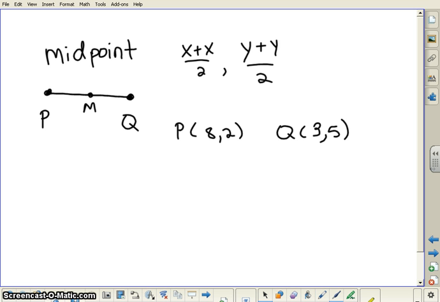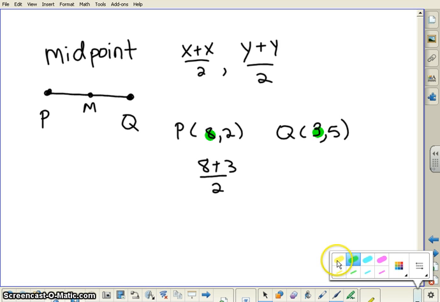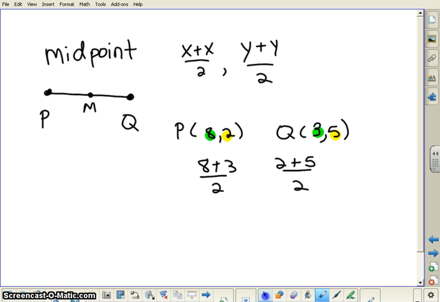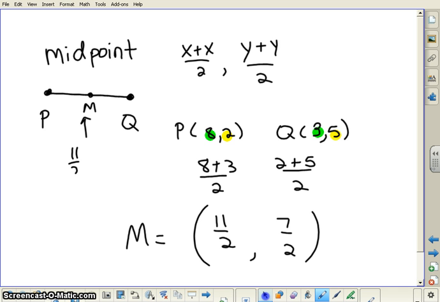Okay, so the average between the two x's is 8 plus 3 divided by 2. And then the average between the two y's is 2 plus 5 divided by 2. Okay, 8 plus 3 is 11, so 11 halves. 2 plus 5 is 7, so 7 halves. So that ordered pair represents the point in the middle: 11 halves, comma, 7 halves. At this point in school, you need to be ready for fractions for answers and just leave it as a fraction. And that's perfectly okay.